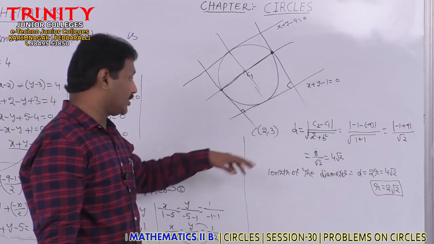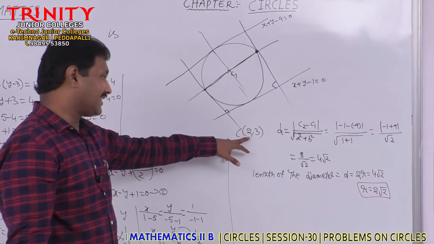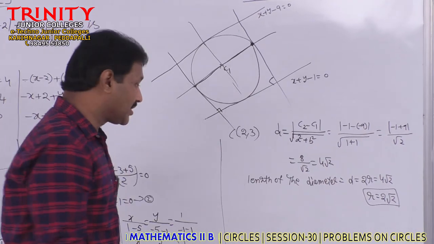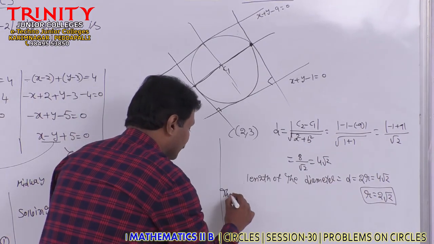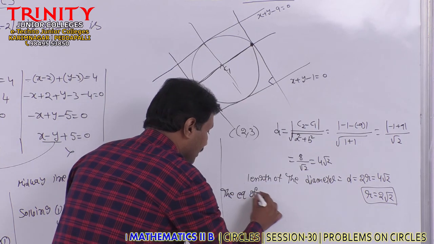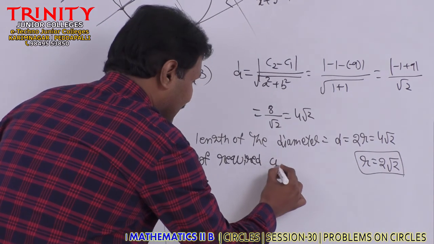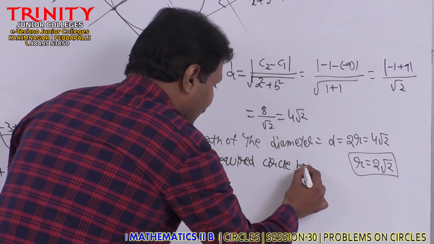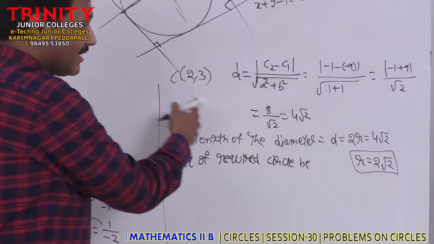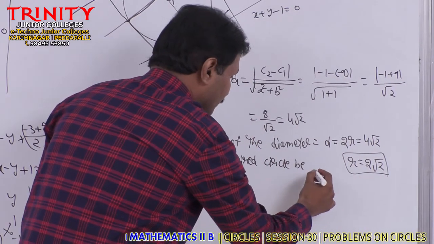For our required circle, we got the center of the circle and the radius. The equation of the required circle: center is (2, 3) and radius is 2 root 2.